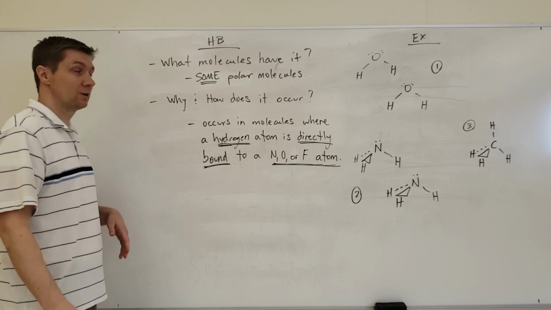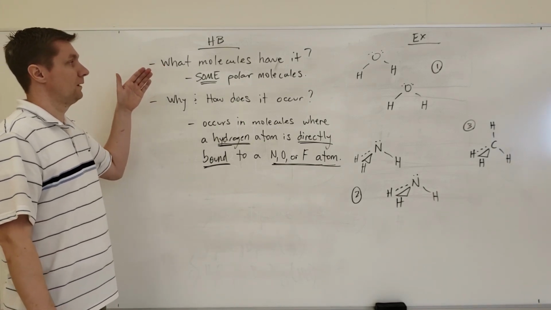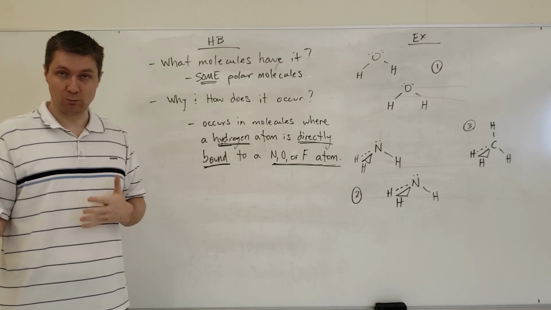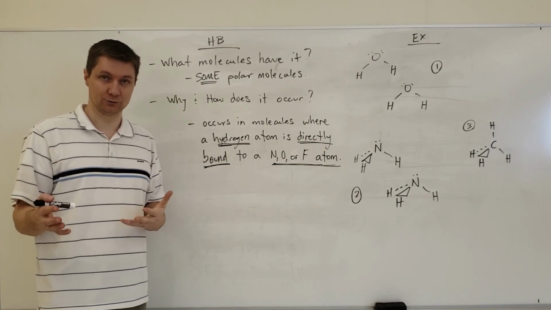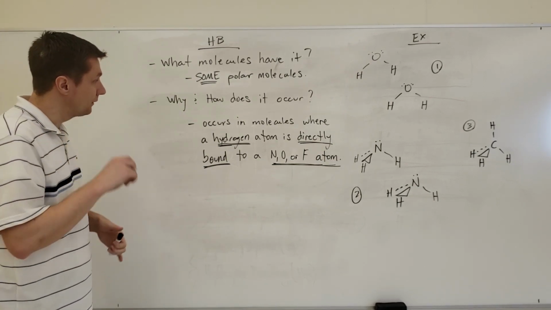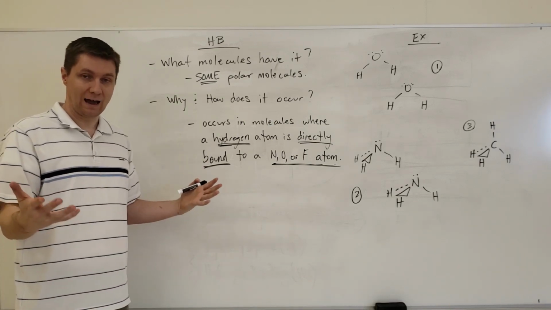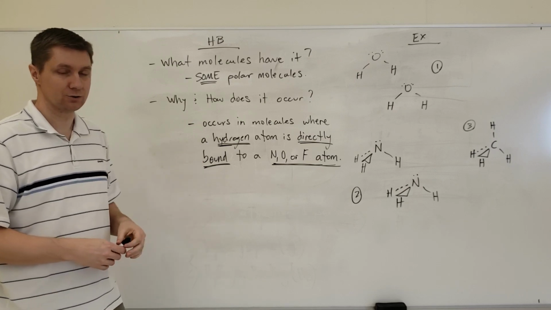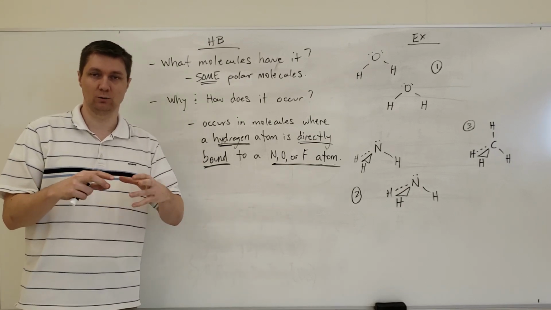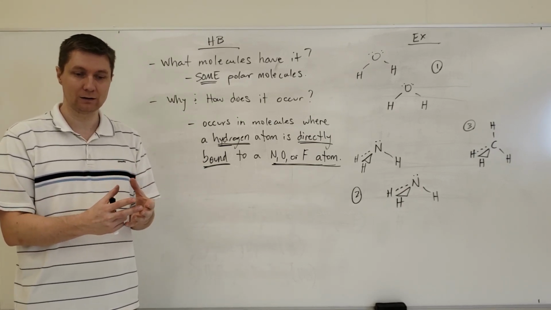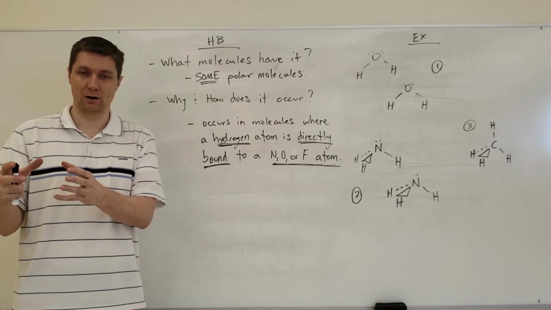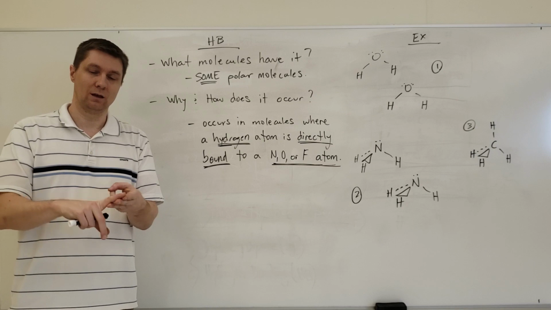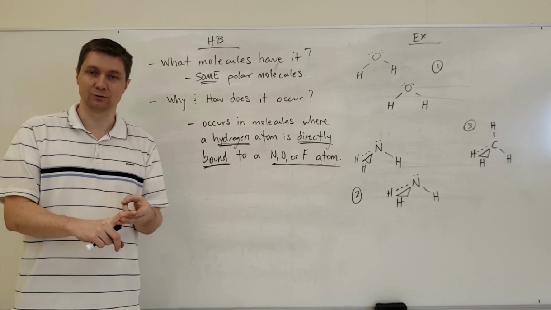Okay, so the last one that we're going to talk about is hydrogen bonding. And so which molecules have it? Only some polar molecules have hydrogen bonding. And the way that we can know which ones have them is this statement right here. Anytime we have a molecule that has hydrogen in it, and it is directly bound to a nitrogen, oxygen, or fluorine atom, then that molecule is going to have hydrogen bonding.